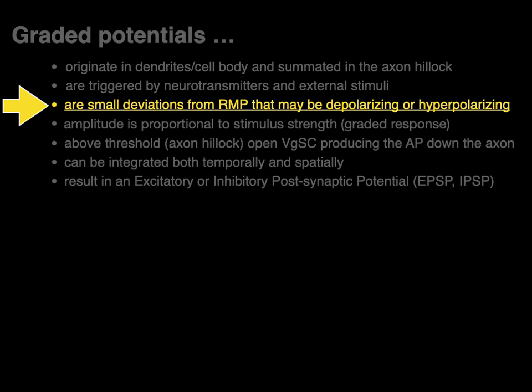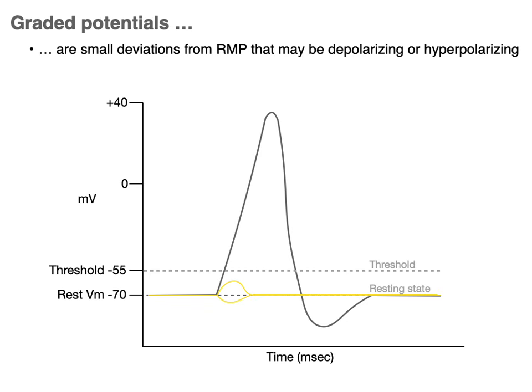Graded potentials are small deviations from the resting membrane potential that may be depolarizing or hyperpolarizing. So here we've got this picture of the action potential graph. The resting membrane potential, the VM, is typically negative 70 in a neuron. If it's depolarizing, meaning the graded potential becomes less negative, then it's reaching closer to threshold, typically negative 55 millivolts. So we call that an excitatory postsynaptic potential.